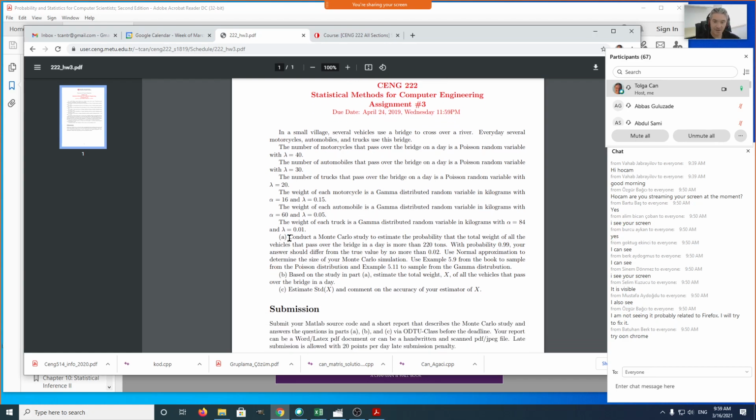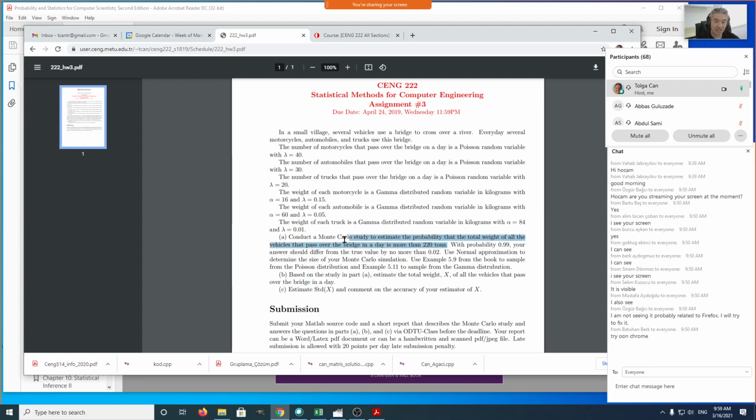Now, here is part A, the question, what you will be able to do by writing programs after what you learn in this course. Conduct a Monte Carlo study, just like the scientists did back in the 1940s to predict when the uranium is going to decay a certain amount, 20%. Now, we are going to conduct a Monte Carlo study to estimate the probability that the total weight of all the vehicles that pass over the bridge in a day is more than 220 tons.